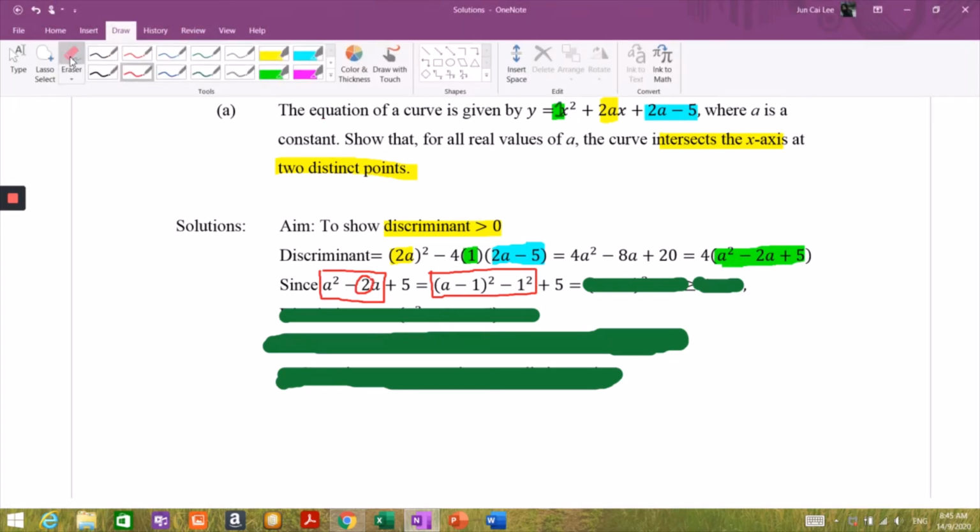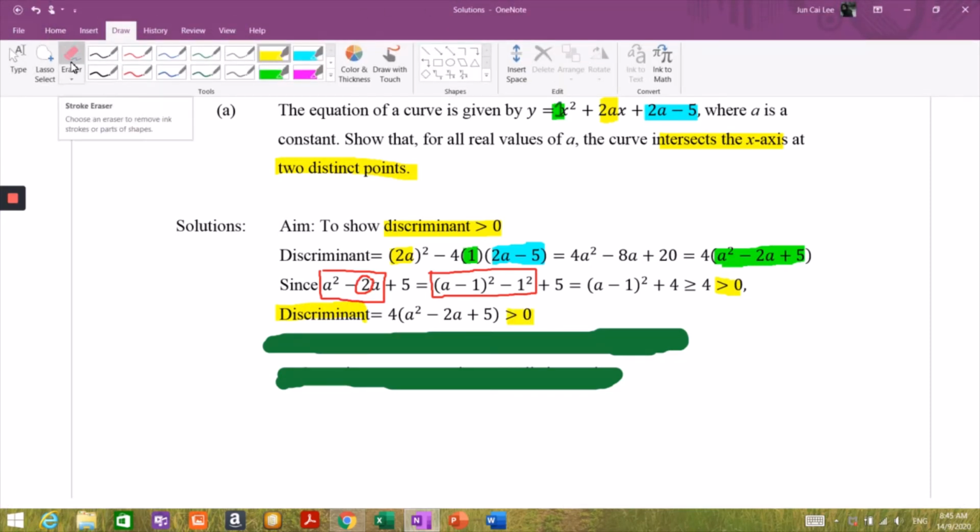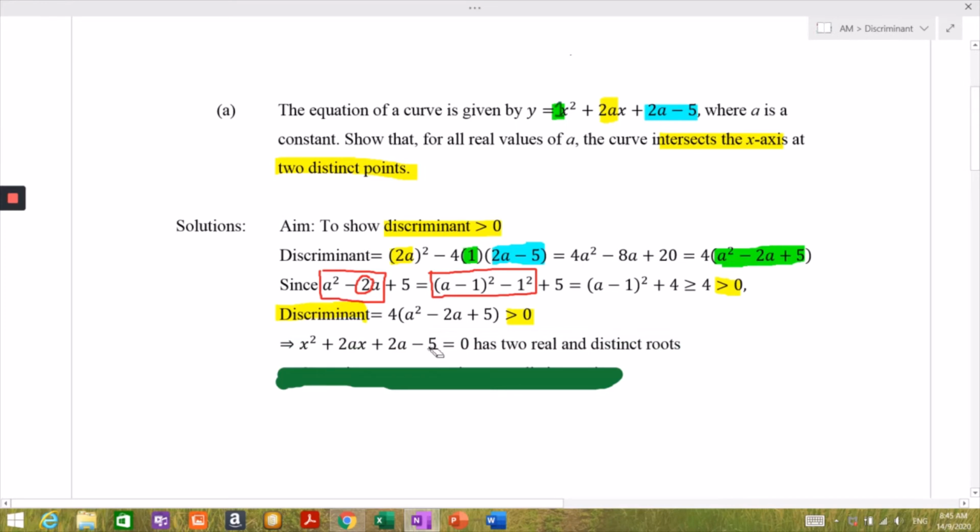After that, you simplify to a minus 1 squared plus 4. Since a minus 1 squared is always at least 0, plus 4, this is certainly going to be at least 4. The point over here is that this quadratic expression is more than 0. So 4 times this quadratic expression, which is the discriminant, is also more than 0, which is essentially what you need to show for the question. So the conclusion is that the quadratic equation has two real and distinct roots, and hence the curve cuts the x-axis at two distinct points. Okay, that is for the first part.